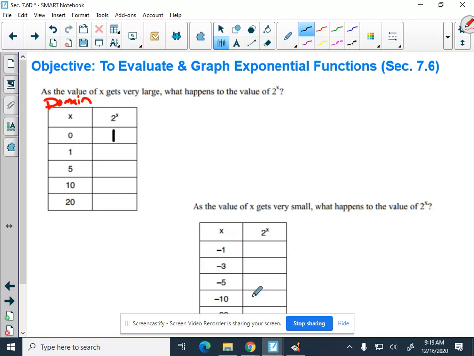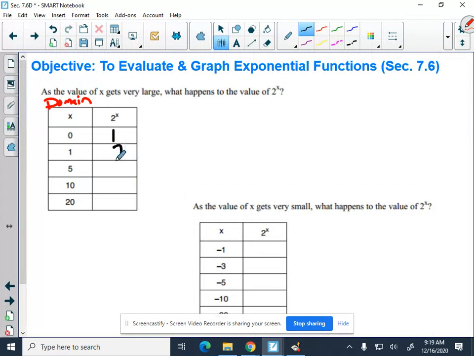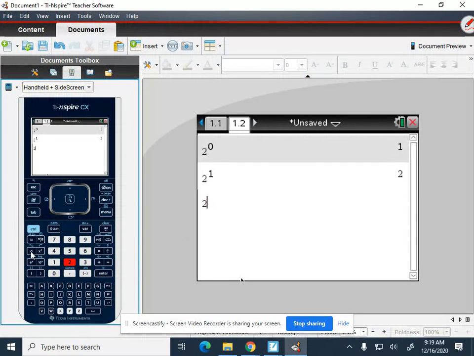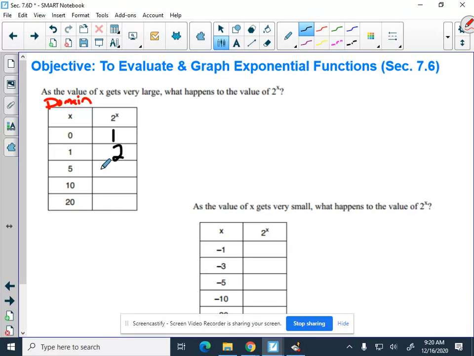We got 1. Now, what do we get if we take 2 and raise it to the first power? 2 to the first is just 2. So we're going to fill that in. Next, 2 to the 5th power is 32. And you might be like, how can that be? That means 2 times 2 times 2 times 2 times 2. 2 times itself 5 times is 32, just to verify that that's getting us the right value.